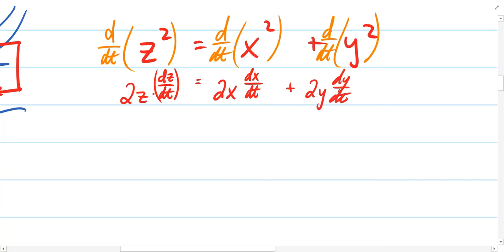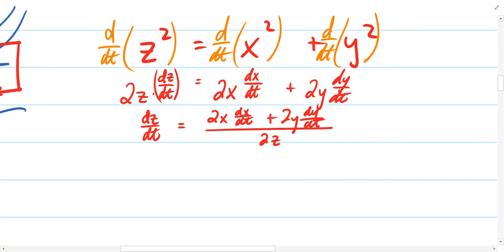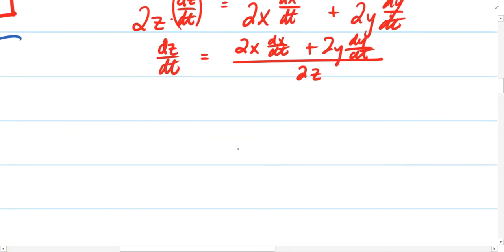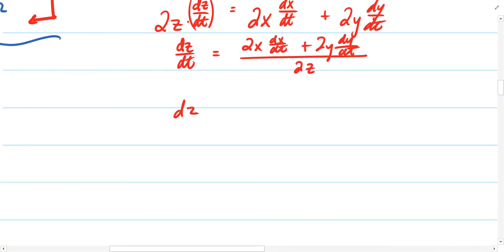Before I make any substitutions, I'm going to divide both sides by 2z, and I'll have dz dt, what we're after, by itself, and that equals 2x dx dt plus 2y dy dt divided by 2z. And if you recognize the 2 that's a coefficient in the numerator of both of these terms and the 2 in the denominator, those will effectively cancel each other out. Now, just for illustration purposes, I am going to leave those in here for this calculation.